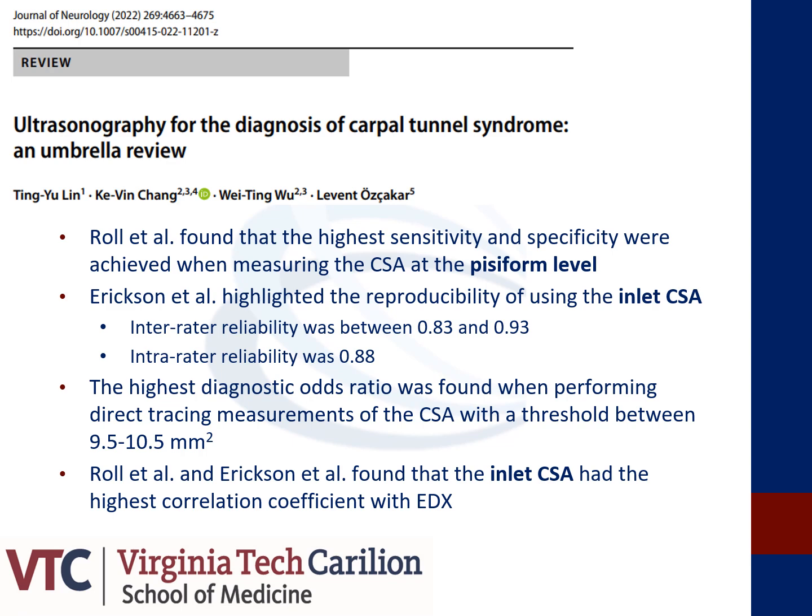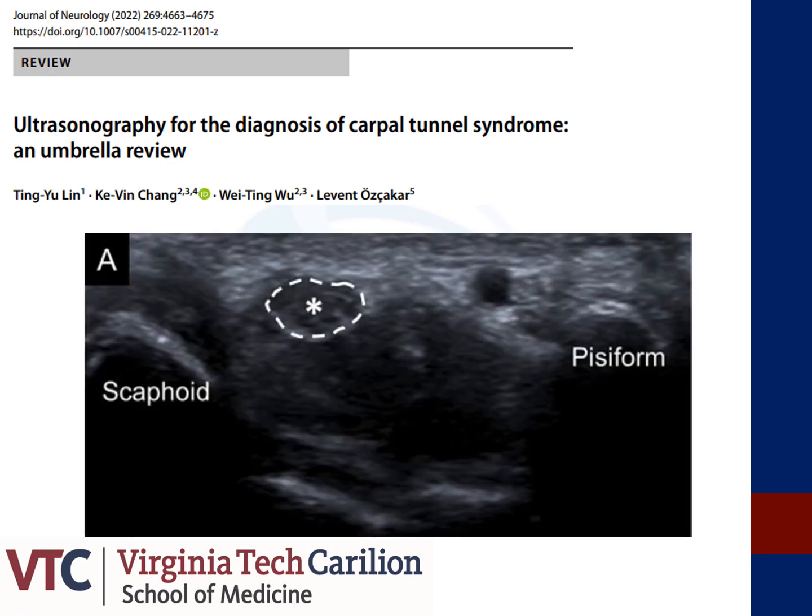Together, they found that the inlet cross-sectional area had the highest correlation coefficient with our electrodiagnostic studies. Based on this review, the highest diagnostic odds ratio for measuring the threshold for determination of the presence of carpal tunnel syndrome occurred when the cross-sectional area was measured to be between 9.5 and 10.5 millimeters squared. The most common utilized diagnostic measurement is 10 millimeters squared. This image provided an ultrasound-based measurement of the median nerve as demonstrated by the crosshatched ellipsoid at the level of the pisiform and scaphoid.